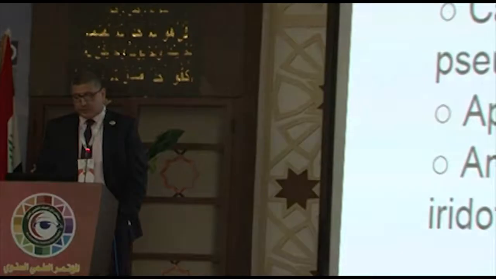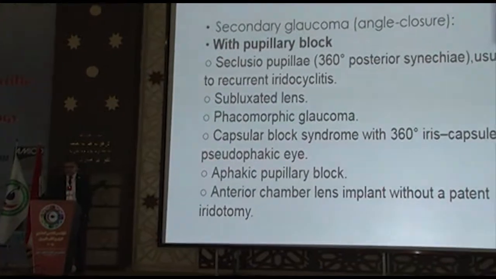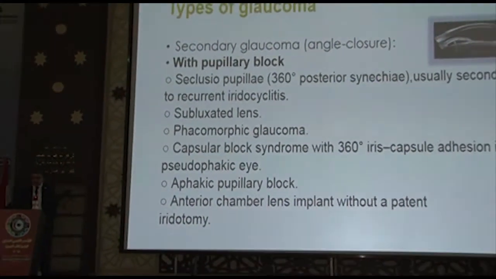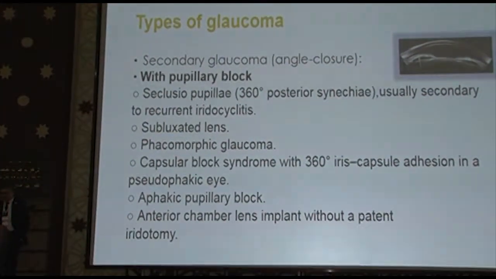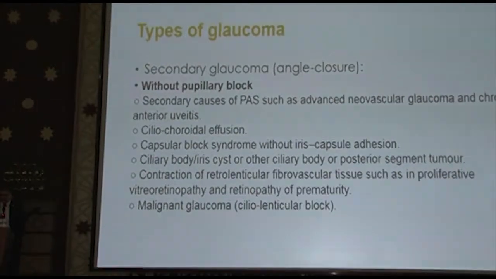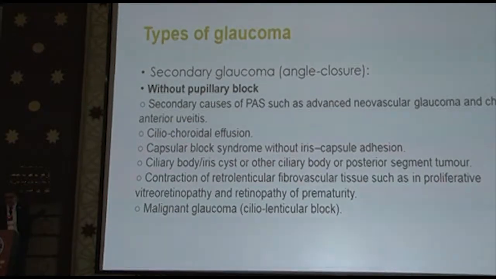Secondary glaucoma is also classified as either with pupillary block or without pupillary block. With pupillary block, as in seclusio pupillae, subluxated lens, phacomorphic glaucoma, capsular block syndrome, aphakic pupillary block, or anterior chamber lens implantation without the use of iridotomy. Without pupillary block, the cause is peripheral anterior synechiae, such as advanced neovascular glaucoma, ciliochoroidal effusion, capsular block syndrome, ciliary body iris cyst, or contraction of retrolenticular fibrovascular tissue.